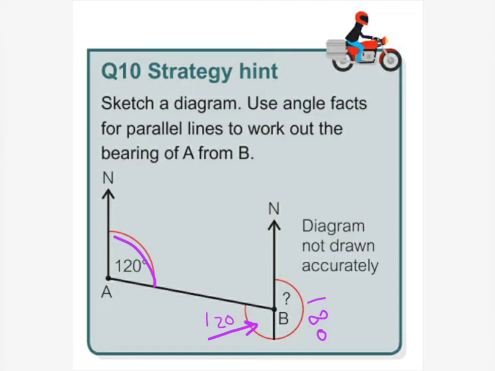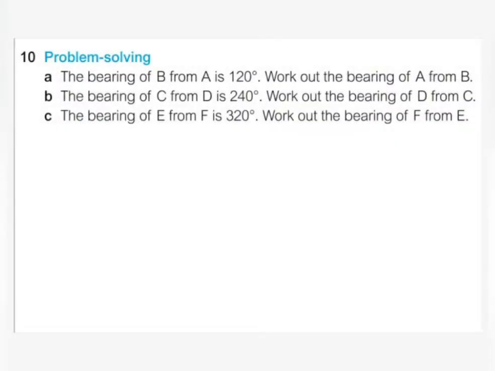Now I'm going to show you a question and you will understand it more. Question 10. As you can see here, we have 3 questions. They gave us 2 points and they gave us one of the bearings from one of the points. Now, don't focus a lot on the points themselves. Just focus on the numbers.